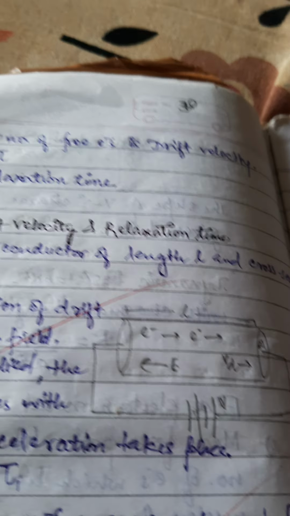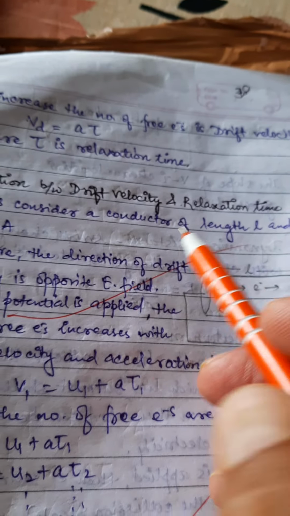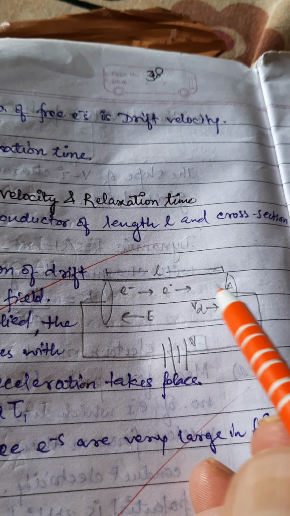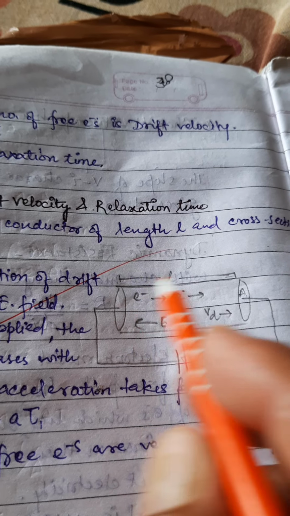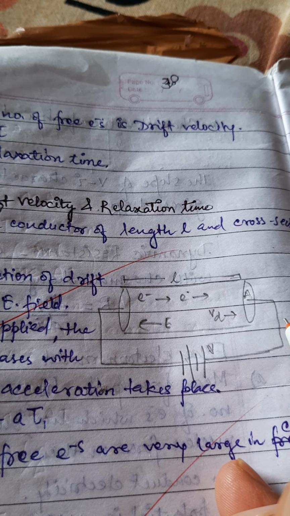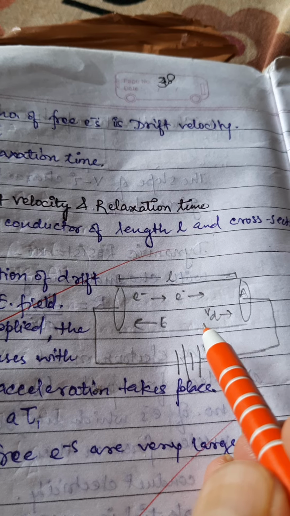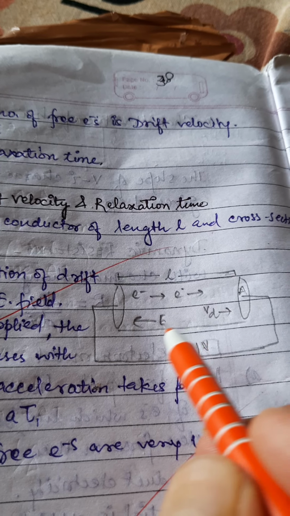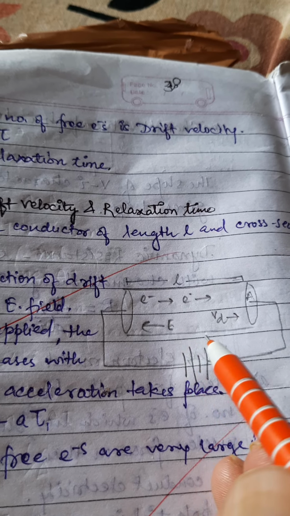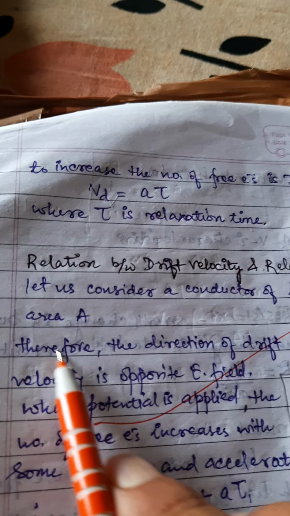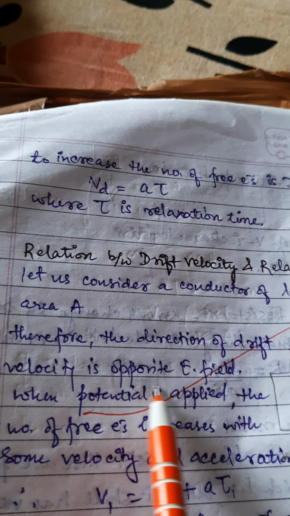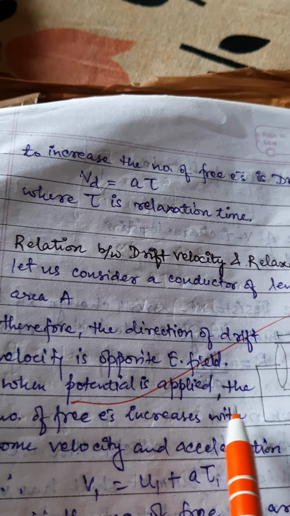Just see carefully, it is already discussed in our notes. See here, this is a conductor. We apply a source across its ends. The length of the conductor is L, cross section area A. Here is a free electron. The direction of drift velocity is opposite to the applied field. Let us consider a conductor of length L and cross section area A. Therefore the direction of drift velocity is opposite to the field E.